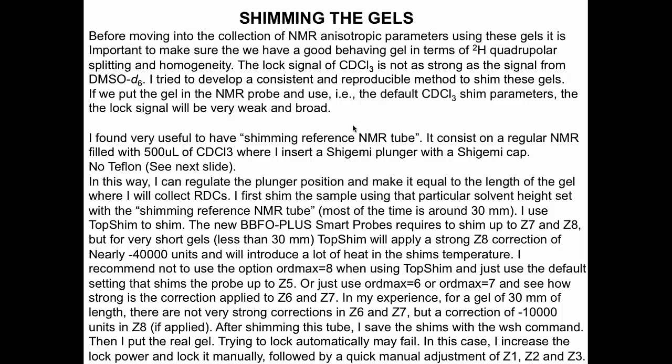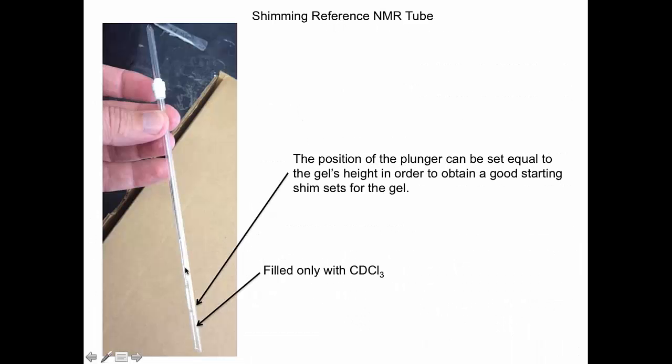So, shimming, because that's the most important part. Before moving into the collection of NMR isotropic parameters using this gel, it is important to make sure that we have a good shimming. Here are some instructions. What I found is that you can use another device, another shimming piston, and fill the NMR tube with pure chloroform. Then you can push the plunger until you get exactly the same volume as the gel.